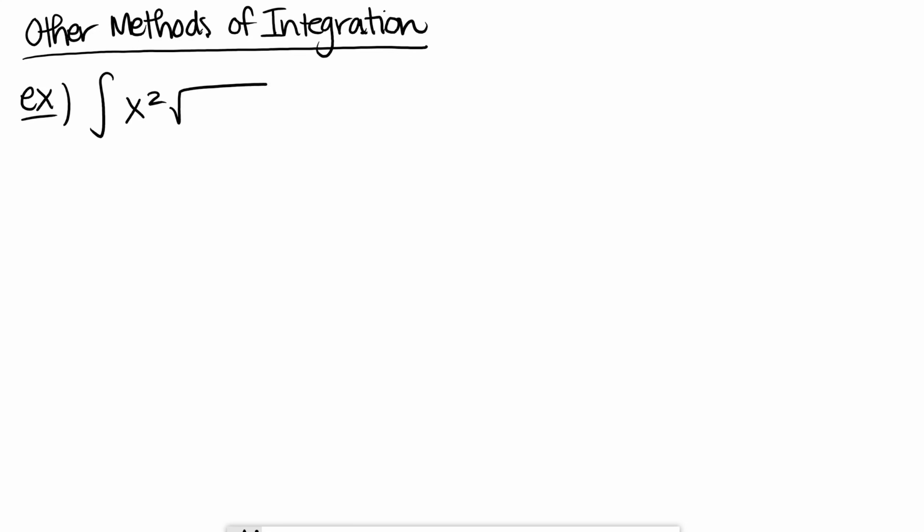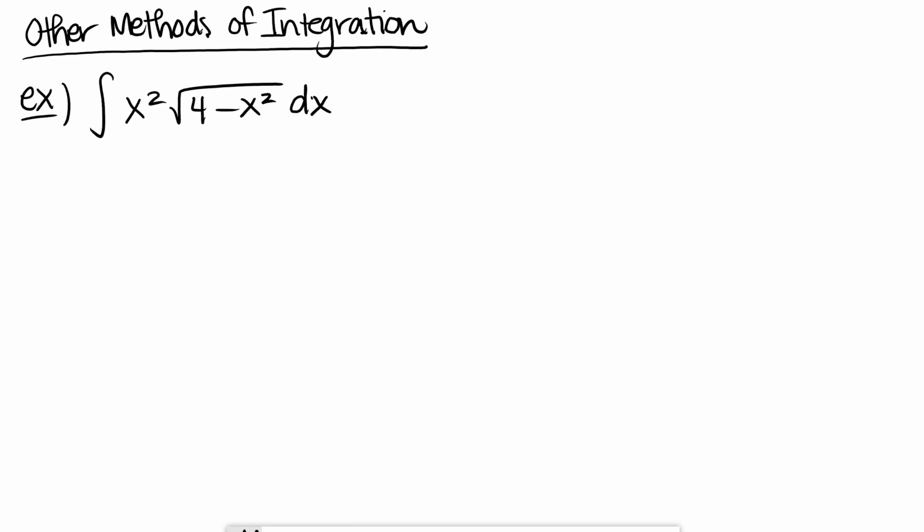x squared square root of 4 minus x squared. Now, if I were to actually do this without using the table, I am going to probably do like a trig substitution or something like that, or I could even maybe try to use substitution. But we're going to do the table instead. So I have the table here. Let's see if this is going to work.